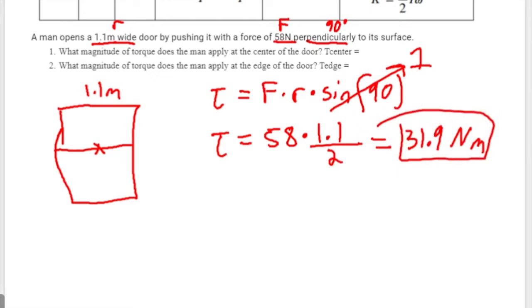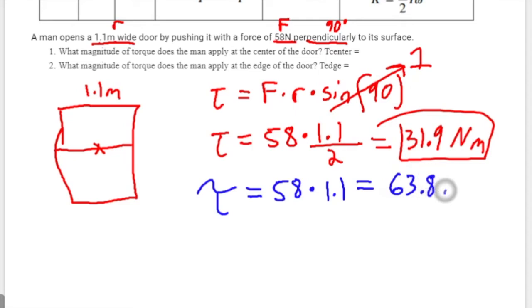Now that we know the torque at the center of the door, we want to figure out the torque at the edge of the door. So there's two ways to do this. One is to do the same steps that we did before, or two is just to multiply this answer by 2. We know that the force is 58. We know that the total width of the door is 1.1 meters, and we know that the sine of 90 degrees is just 1, so we can ignore that for now. Multiply all this together, and we get 63.8 Newton meters, which is 2 times the torque at the center of the door.